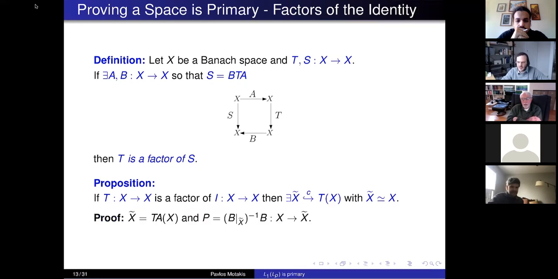And the proof here, there's no need really to go through it. I just want to make a point that the proof of this proposition just comes down to verifying that this operator is an isomorphism from X to X tilde, and this operator is a projection from X to X tilde. So there's nothing really to this. This is a very simple statement.